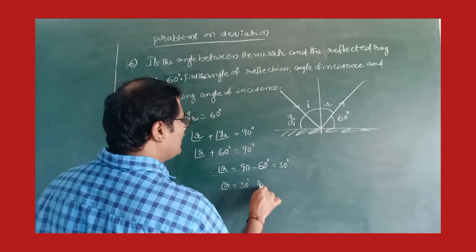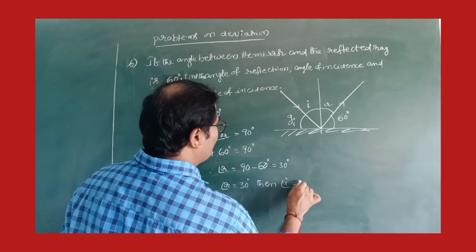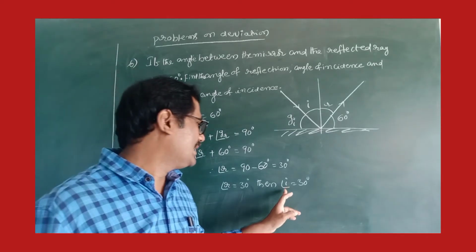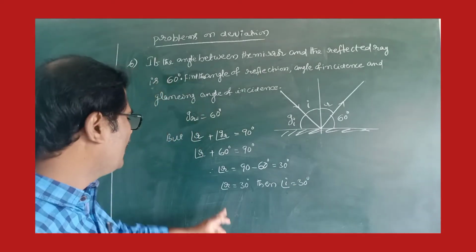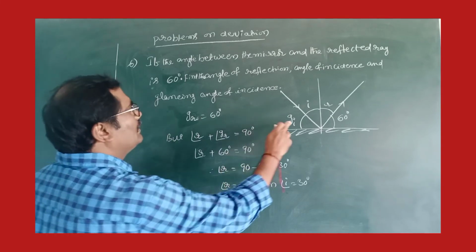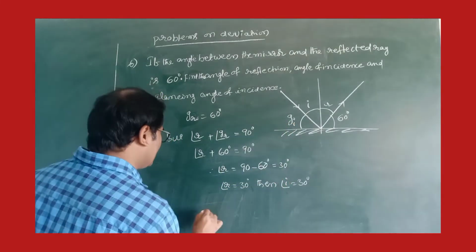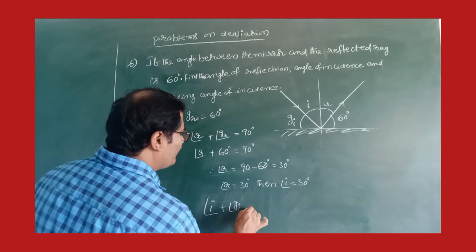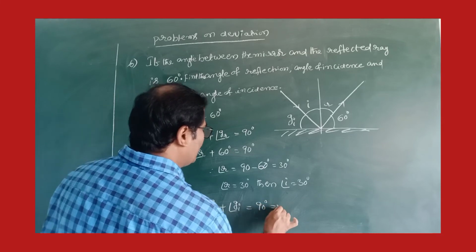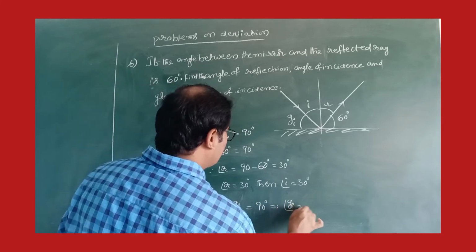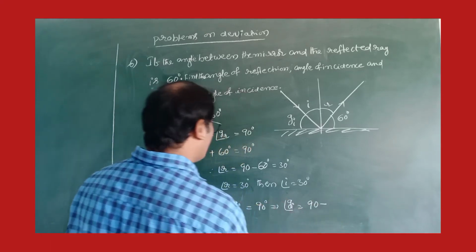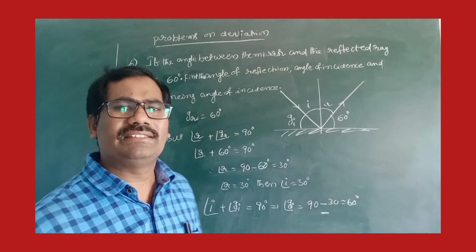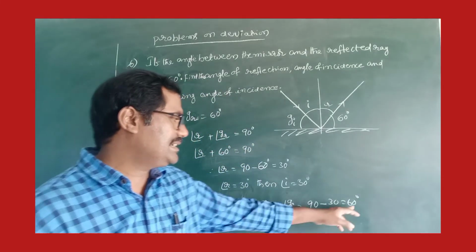Then angle i is also 30 degrees from the first law of reflection. That means angle r is equal to 30 degrees, angle i is also 30 degrees. And then what is the glancing angle of incidence? That means angle i plus the glancing angle of incidence is also 90 degrees. That means the glancing angle of incidence is equal to 90 minus 30, which is 60 degrees. That is, the glancing angle of incidence is also 60 degrees.